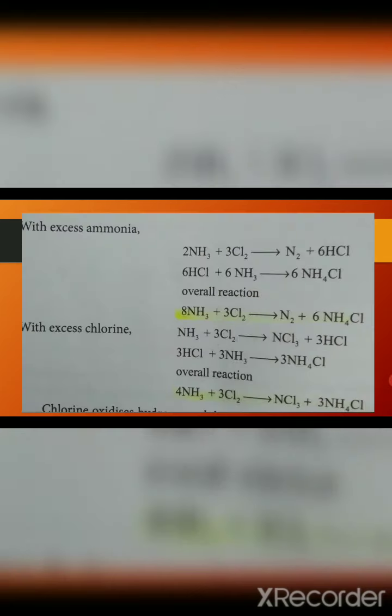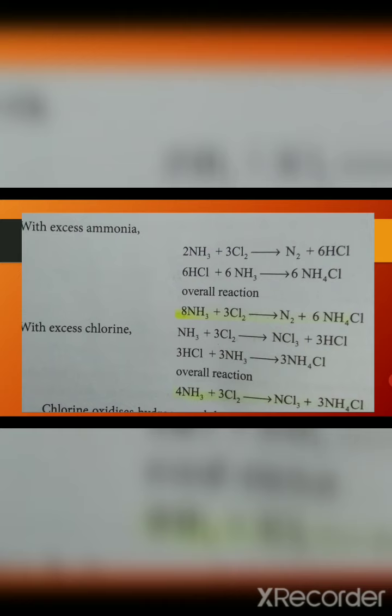The next, when chlorine is reacted with excess ammonia, let us see what are all the products. So the first one, 2NH3, that is ammonia, plus 3Cl2 gives N2 plus 6HCl, nitrogen and HCl. When this HCl reacts with 6 ammonia, it forms ammonium chloride, NH4Cl. You must pronounce it as ammonium chloride, not ammonia chloride.